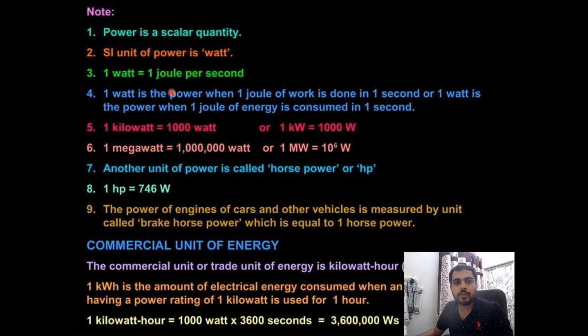The unit of work or energy is joule, and the unit of time is seconds. So by combining both of them, the unit of power is joule over second, or watt. Similarly, these are the different conversions given over here. There are different units: watt, megawatt, kilowatt, horsepower. 1 horsepower equals 746 watt. And in terms of commercial unit also, we can count kilowatt hour. So there are different units of power and energy. The commercial unit of energy is kilowatt hour.